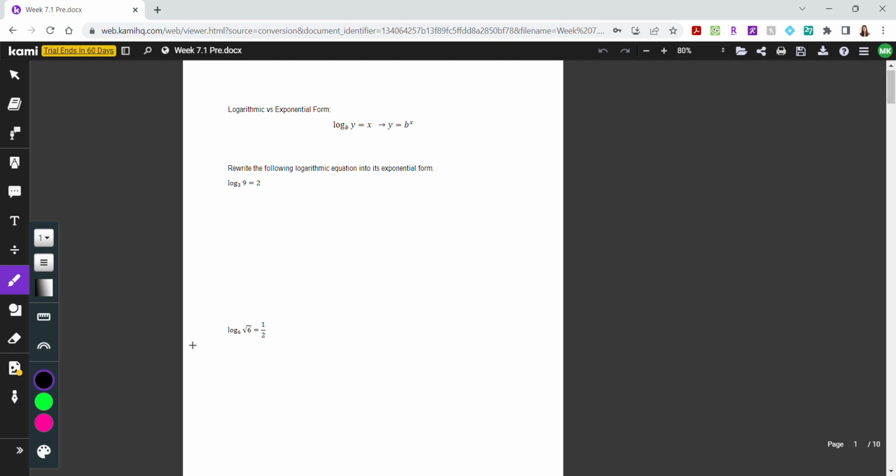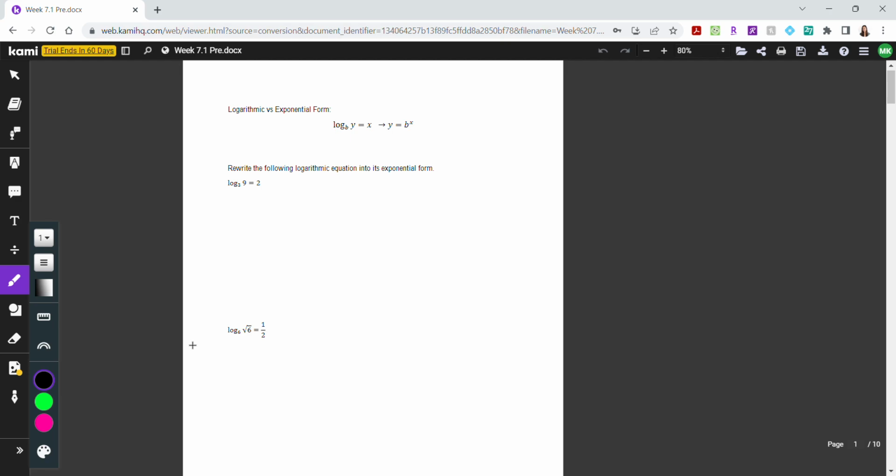Alright, so first thing we're going to look at is how we're going to convert between logarithmic and exponential form. They go back and forth with each other, and it's pretty handy to know how to convert from logarithmic form to exponential form and vice versa.